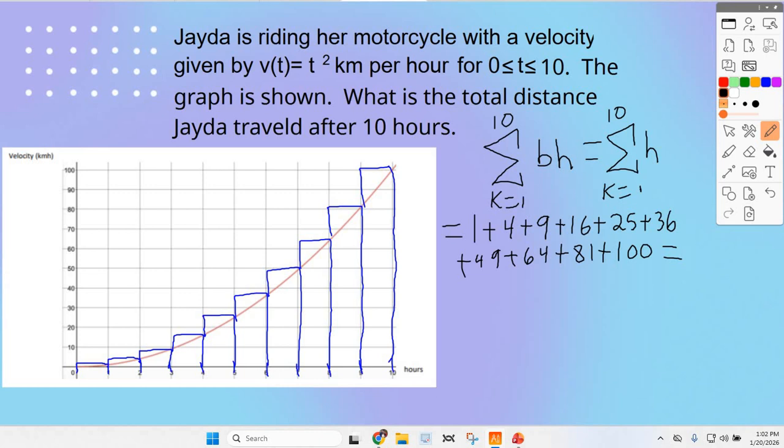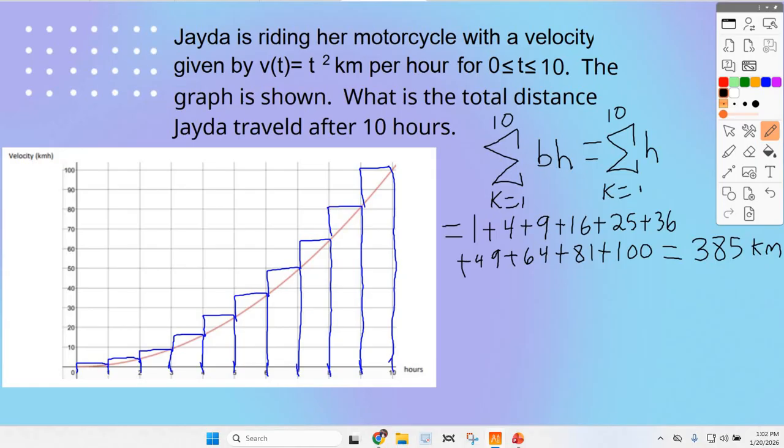Nope. Closer, but no. 385. And this time we are in kilometers. Yes? So that's an approximation, agreed? Now we said that that was what type of approximation? Over approximation. Okay. Would there be another way to get another approximation?